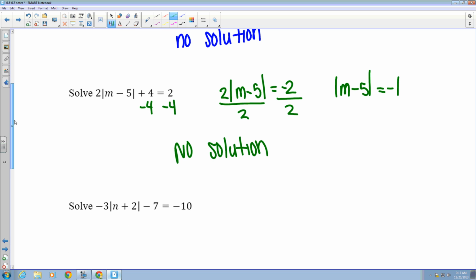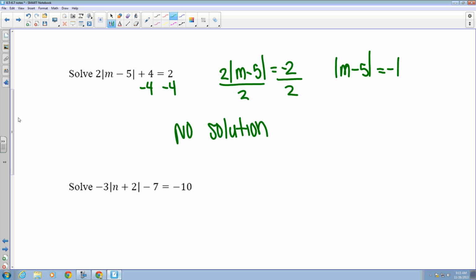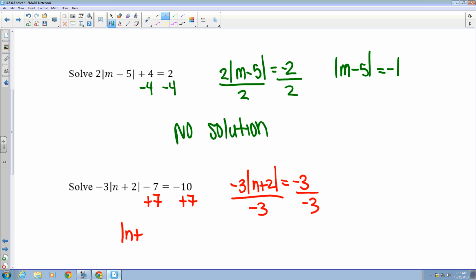And this last one, well, it's equal to a negative number right now, but you can't just say no solution until we get that absolute value by itself. So when we divide by negative 3, that changes it to a positive. So it does have a solution. We have n plus 2 equals 1 and n plus 2 equals negative 1. So our solutions are negative 1 and negative 3.